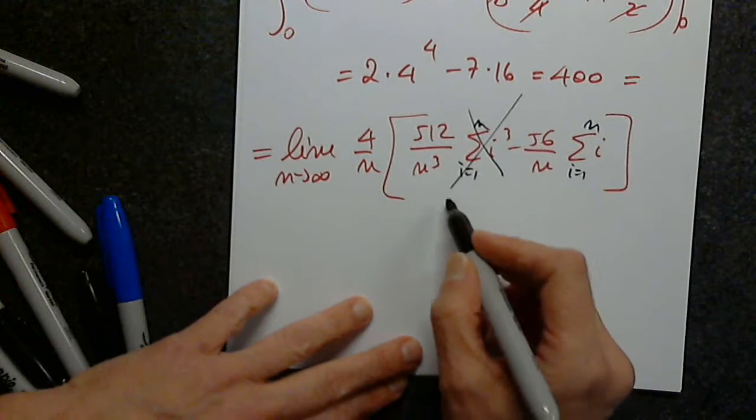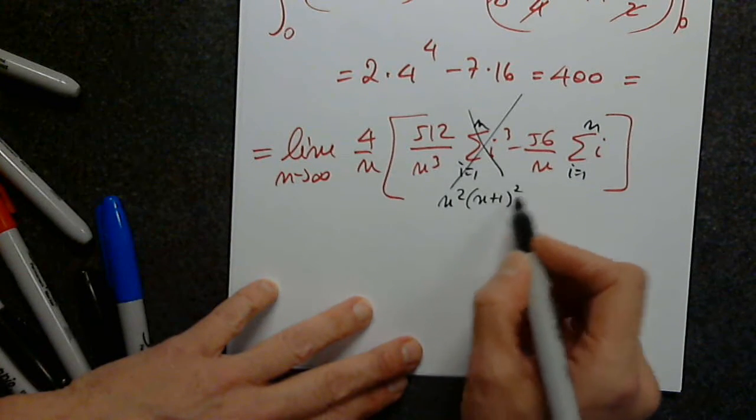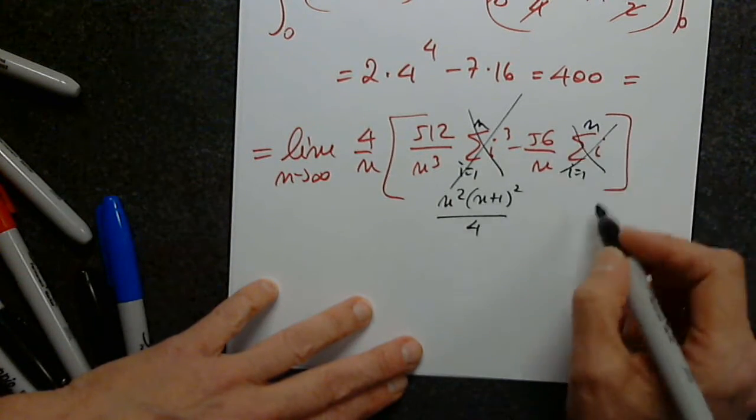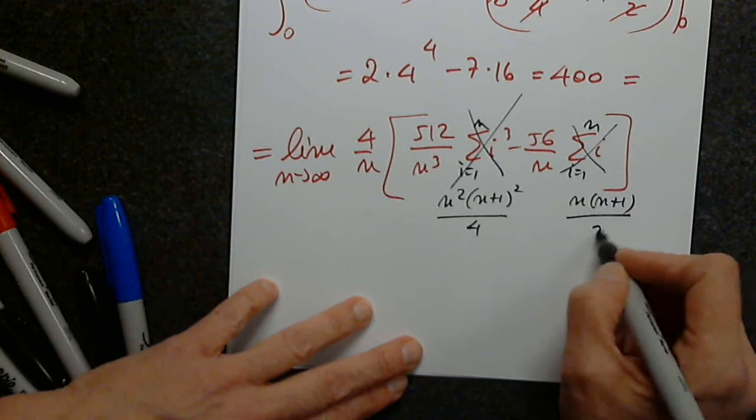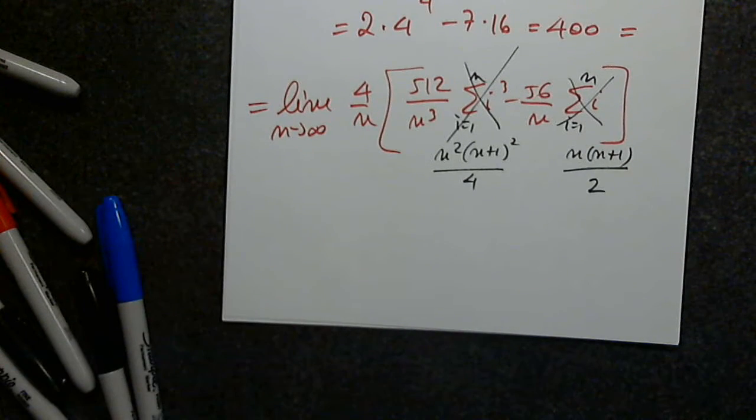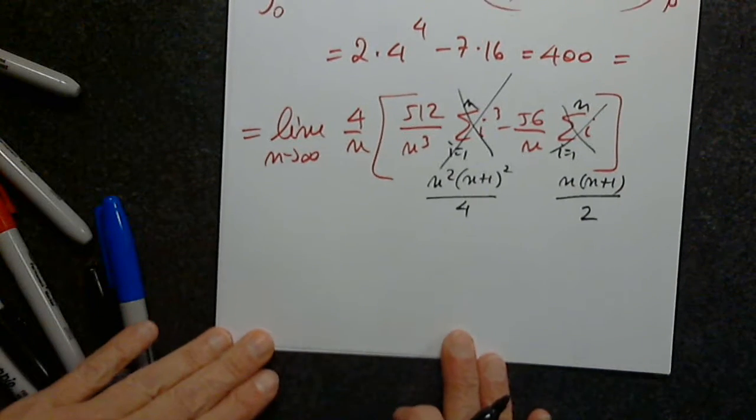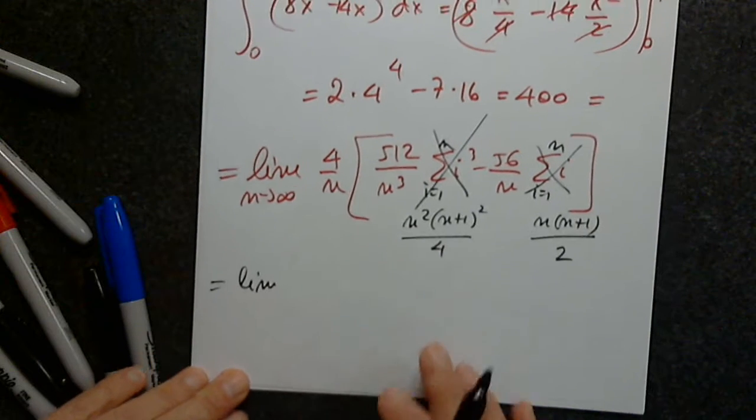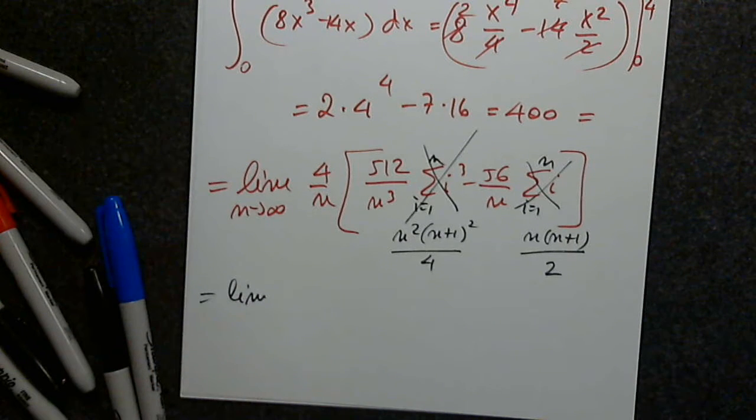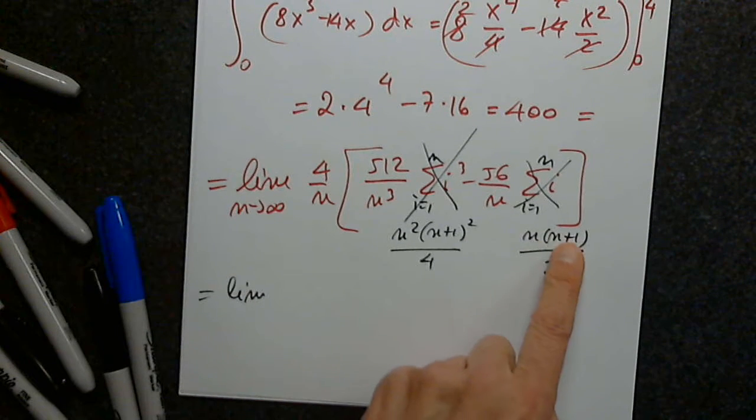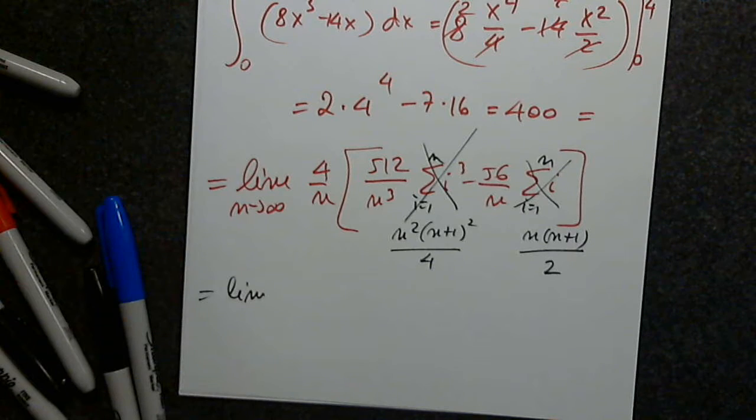Now it's time to replace this by n squared, n plus 1 squared over 4. And I'm going to replace this by n plus 1 over 2, and then do the algebra. So what's the sum of I squared? It's n times n plus 1 times 2n plus 1 over 6. It's n plus 1, 2n plus 1, over 6.